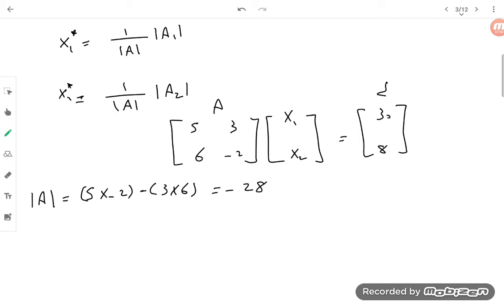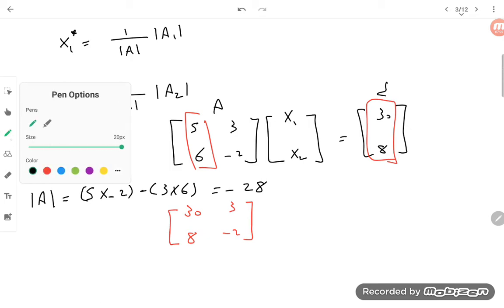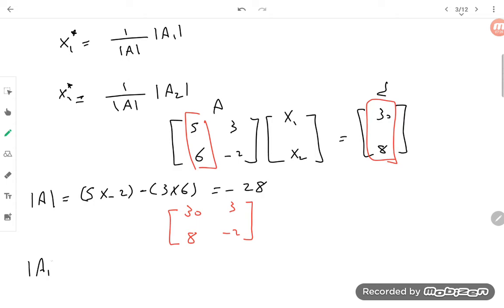Now we are going to move to the second step, as we are going to replace the first column in the matrix by the values of D. So the new matrix will be 30 and 8, 3 and -2. Then we have to calculate determinant A1. So it will be 30 multiplied by -2 minus 3 multiplied by 8. So it is -84.